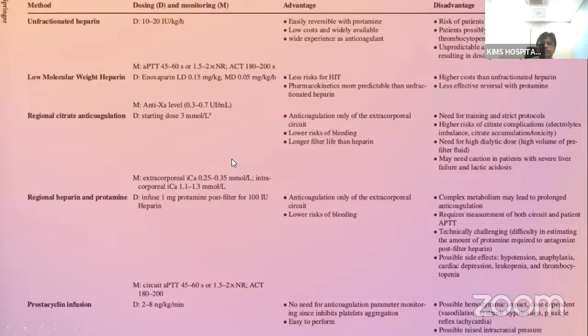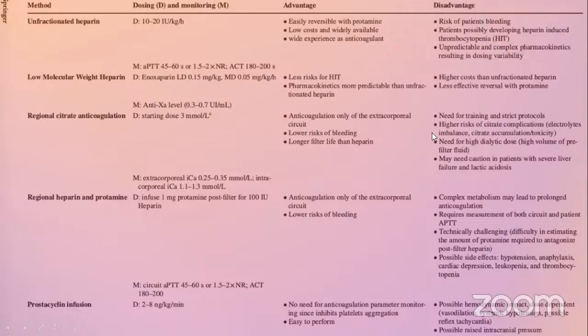Once the blood passes through the hemodialysis filter, calcium gets added into the return line, and the blood is returned into the patient. So this is how regional citrate anticoagulation is performed. The main advantage is that the anticoagulation is extracorporeal, regional to the circuit. There is no extra amount of citrate going into the patient, there is a lower risk of bleeding, and the filter life will be longer compared to heparin.